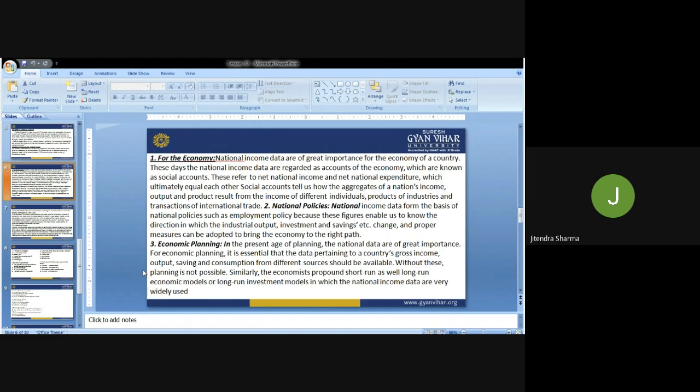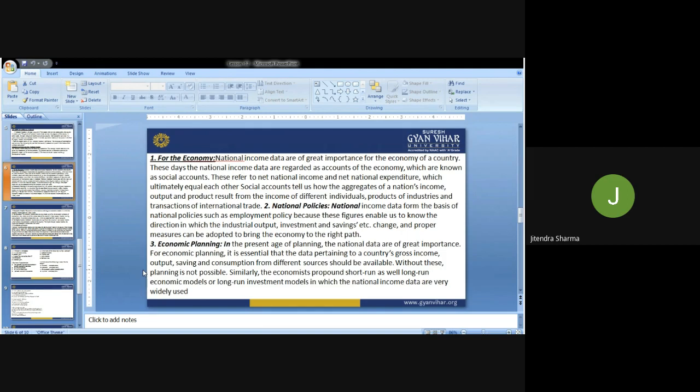Then the second major importance is national policies. If we have the national income data of years, then we can decide the policies. National income data form the basis of national policies, such as employment policies, because these figures enable us to know the direction in which industrial output, investment and saving, etc., change, and proper measures can be adopted to bring the economy onto the right path.